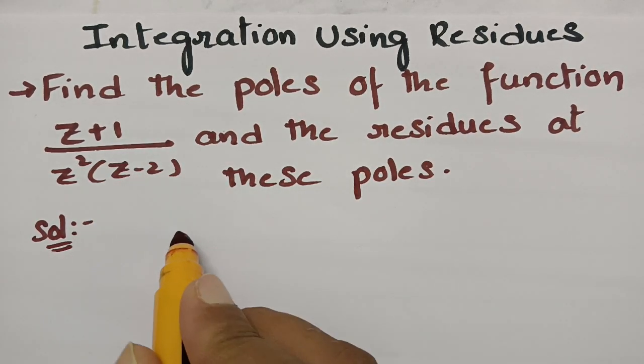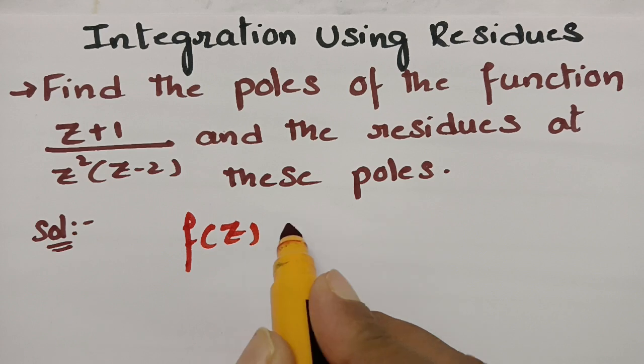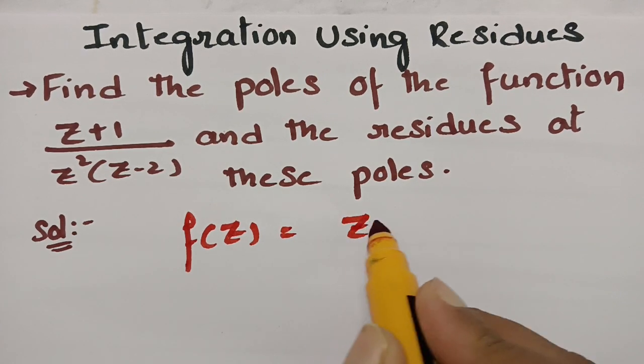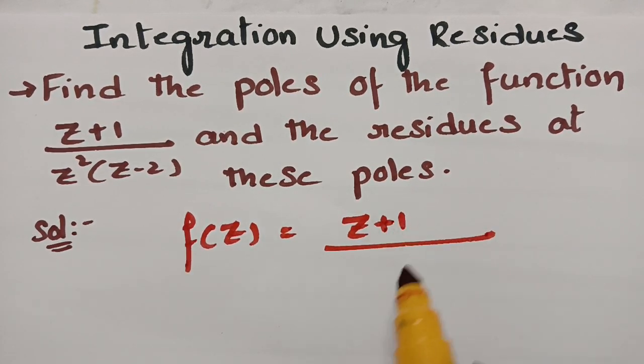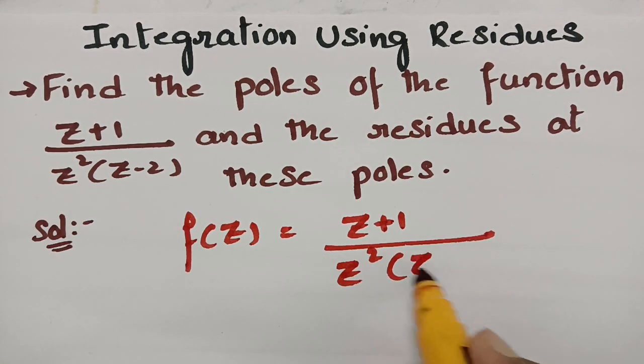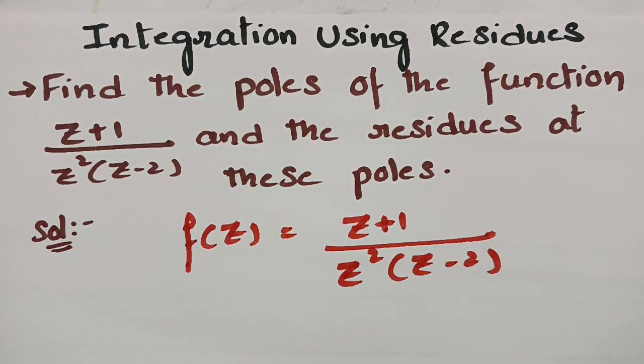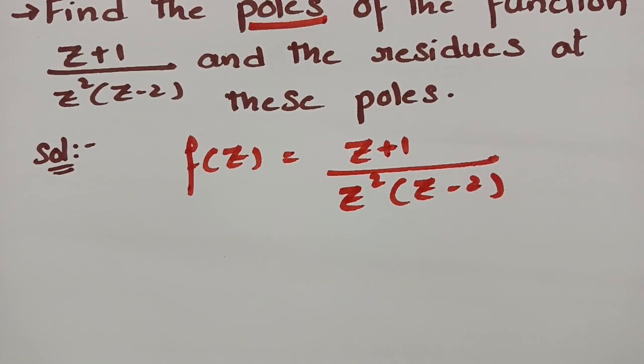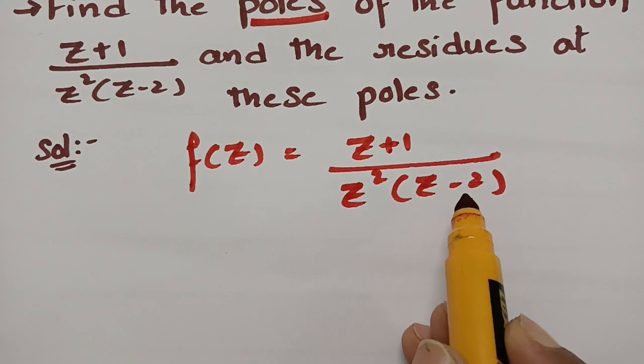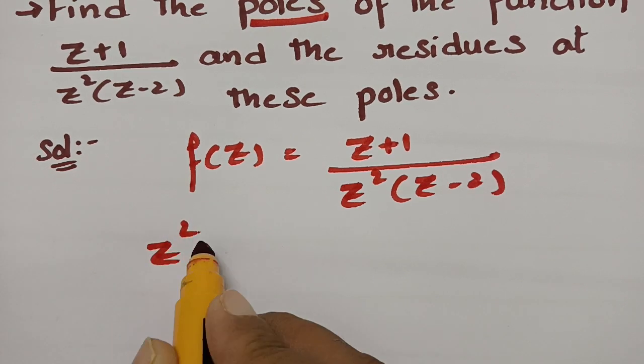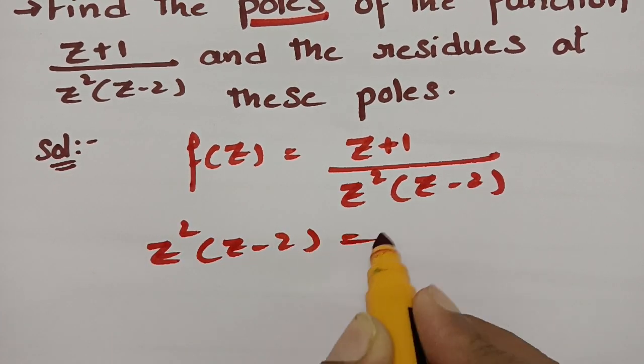First of all, what is the function given? The function is given as f of z is equal to (z plus 1) by z square into (z minus 2). First of all, we have to find the poles of the given function. In order to find the poles, we have to equate the denominator to 0. That is, z square into (z minus 2) is equal to 0.